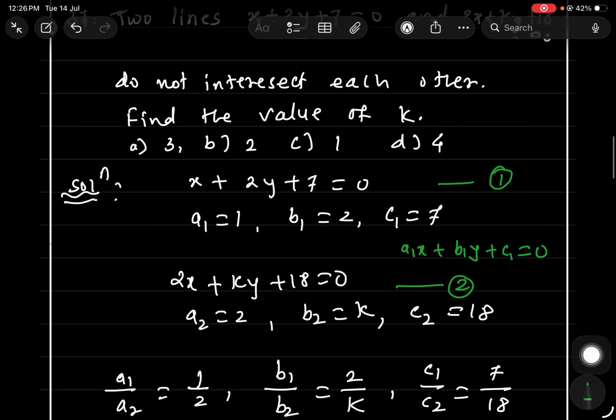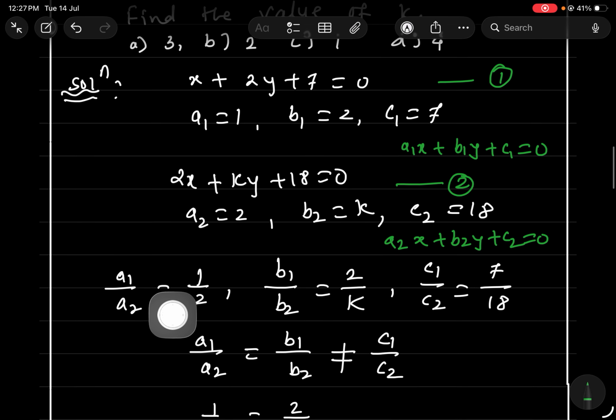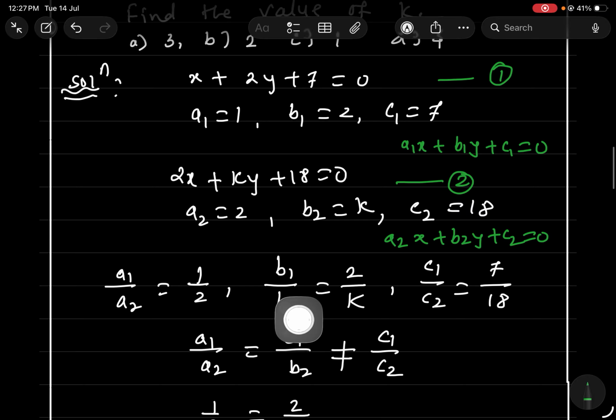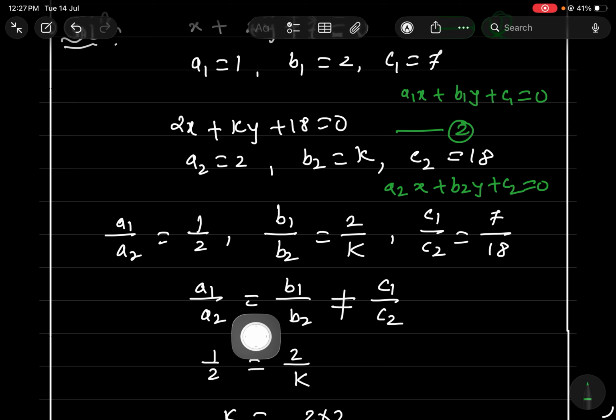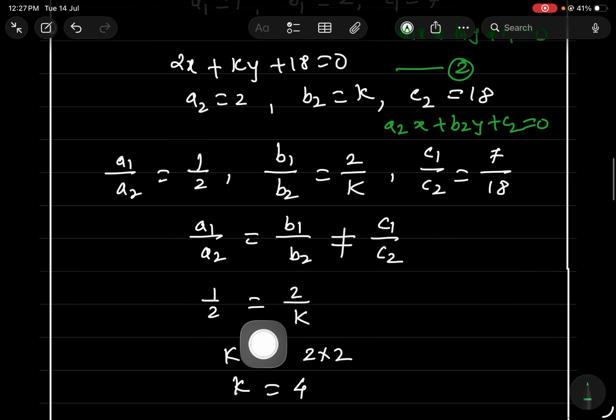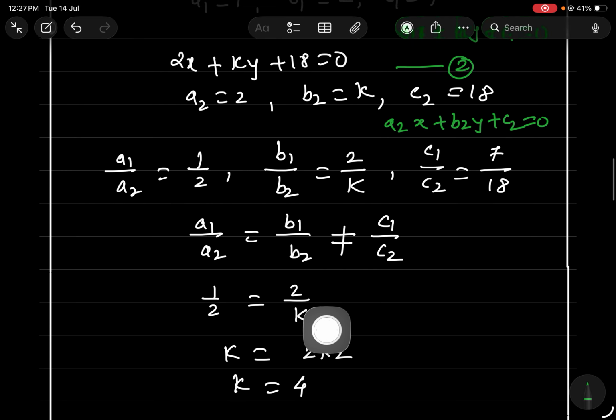Now this is the second equation, and you have to compare it with a2x plus b2y plus c2 equal to 0. So a2 is 2, b2 is k and c2 is 18. Now a1 upon a2 is 1 upon 2, b1 upon b2 is 2 upon k, c1 upon c2 is 7 upon 18. For lines that do not intersect, a1 upon a2 equal to b1 upon b2 and not equal to c1 upon c2. So these two are equal: 1 upon 2 equal to 2 upon k.